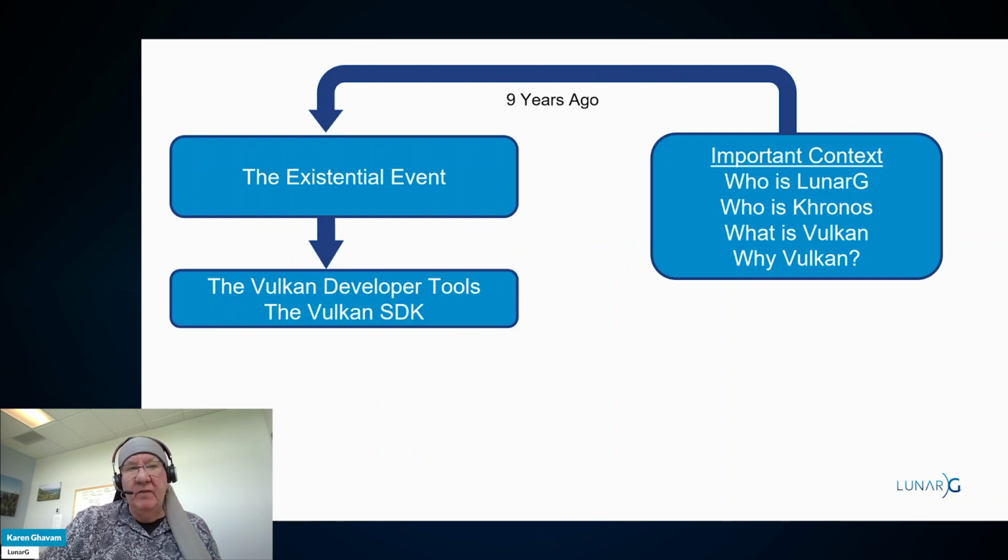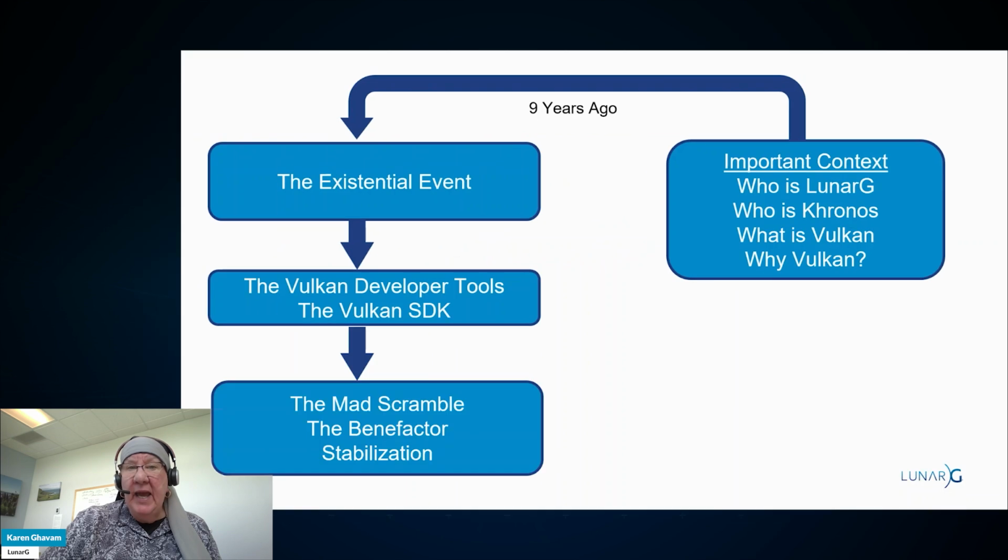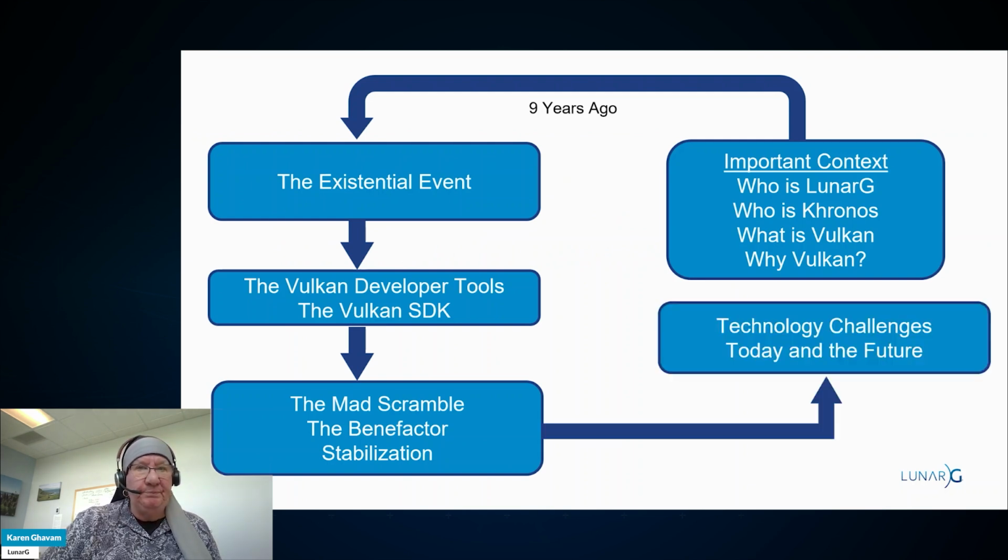And then I cover some of the Vulkan developer tools that are in the SDK, because that additional information about the developer tools gives you a better appreciation for the mad scramble that was occurring 3 months before the launch of the API. And it also gives you a better understanding of the Vulkan ecosystem benefactor. And then I finished the keynote covering some examples of technology changes or challenges that we solved in the developer tools, and challenges that we are going to have in the future that are presenting some interesting opportunities.